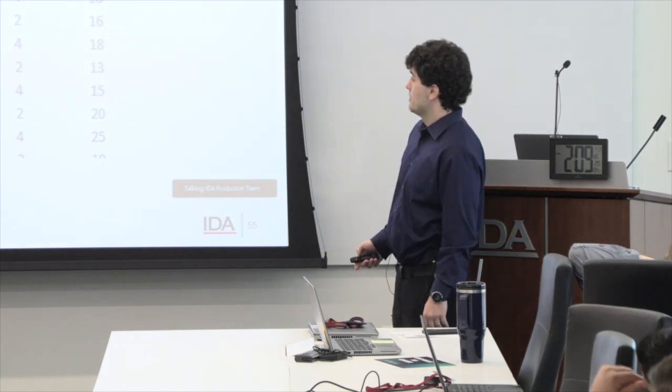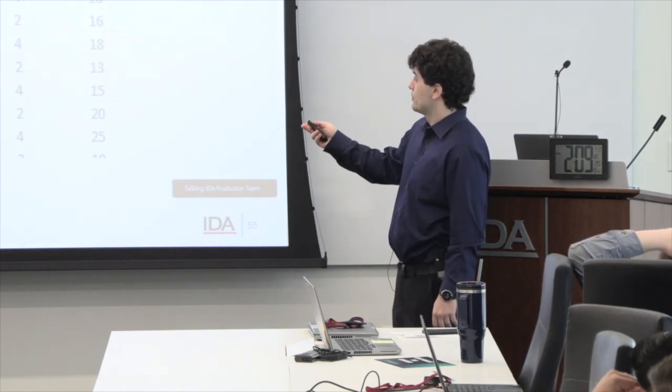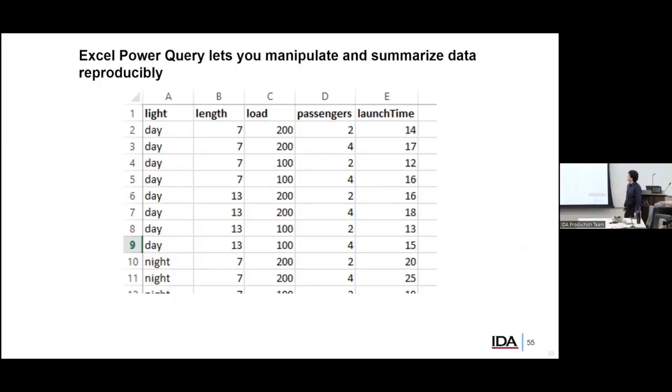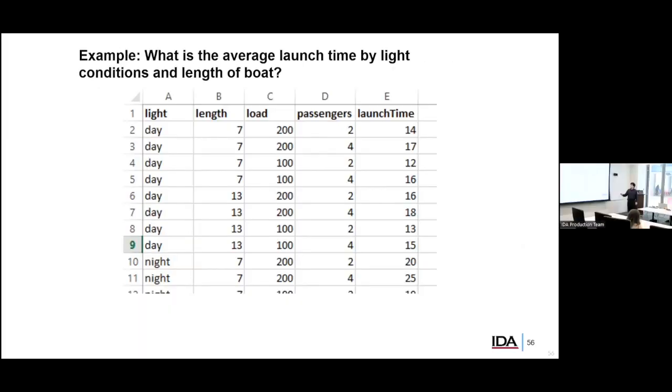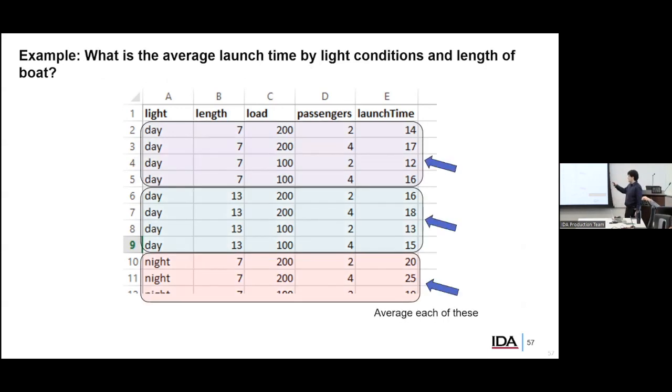So let's say we have this data right here, right? And let's say I want to calculate the average launch time by light conditions and length, right? So I want to essentially take the average of these numbers, because it's the same light conditions and length. These numbers, and so on. How would I do that?